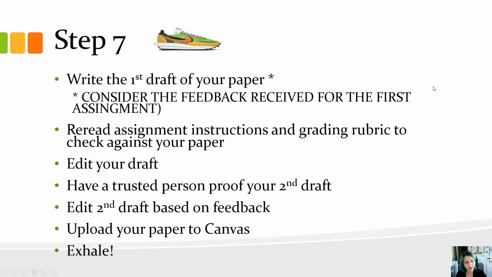Again, write the first draft. Make sure to consider the feedback received for the last assignment, which is the Lit number 1. Reread the assignment instructions and grading rubric to check against your paper once you're done with the first draft. Edit your draft. Have a trusted person proof your second draft. Edit the second draft based on feedback and upload your paper to Canvas and Excel.